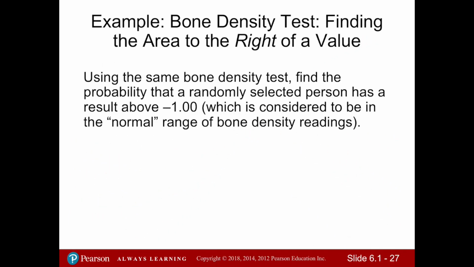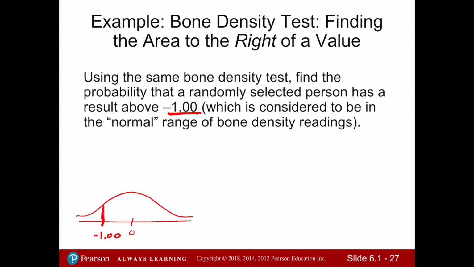Let's look at another example. We want to use the same bone density test and find the probability that a randomly selected person has a result above -1. So if we follow those same procedures, we'll draw a basic shape of this graph, right? It does not have to be exact. I want to plot that z-score of -1, which would be about there.